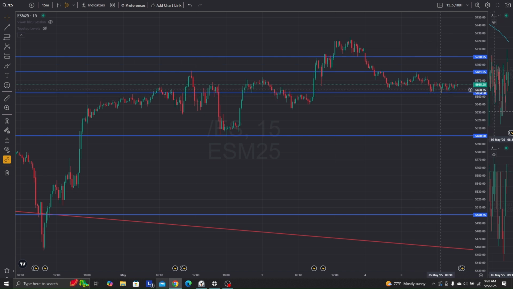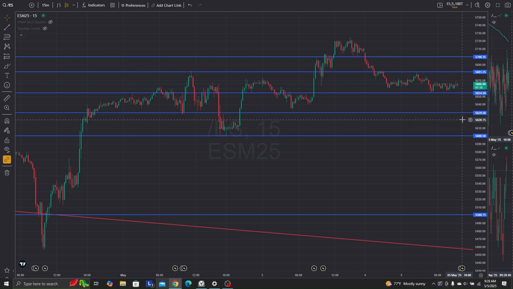If we break below the overnight lows, we'll see what's below us. Well, it would be these next supports and resistances here around the 30s. And then down here at our big 5,600 level that we identified on the larger daily chart. So that's it. Those are just some simple levels I'm looking at there. Just simple supports and resistances for the day.